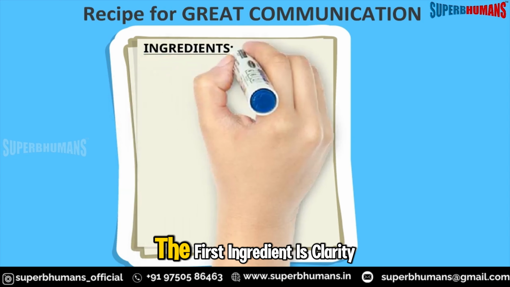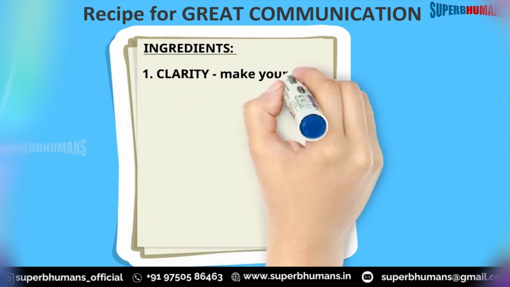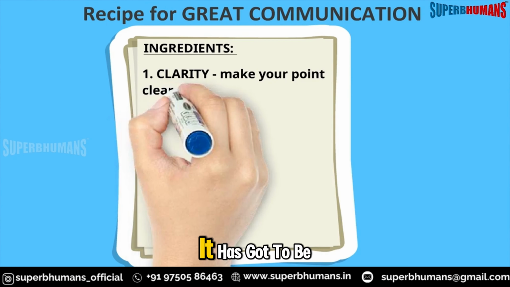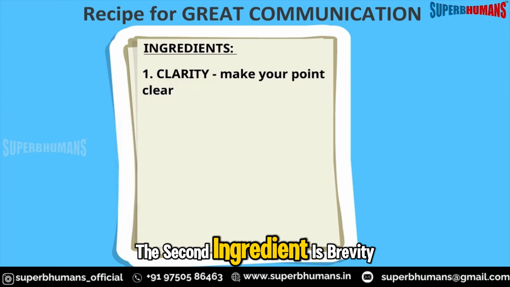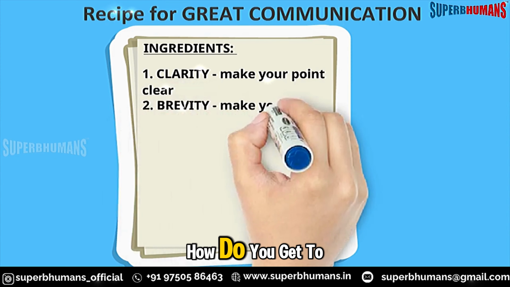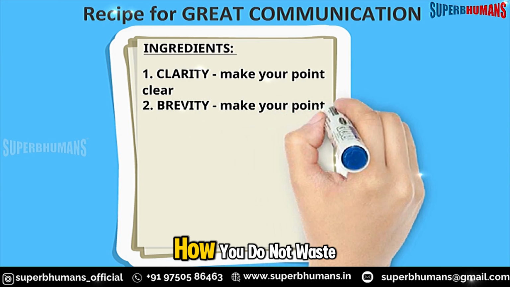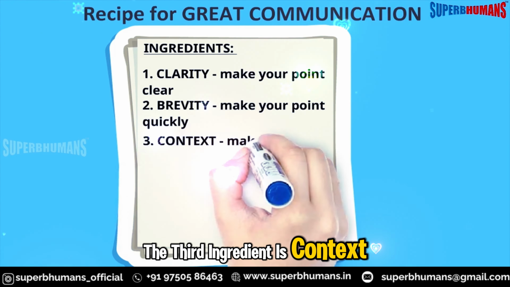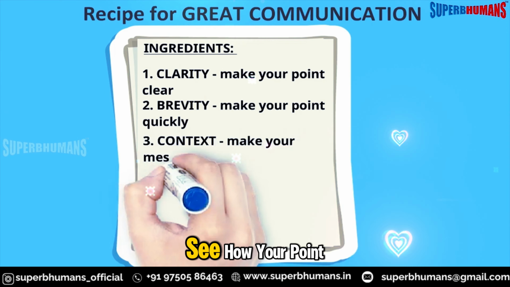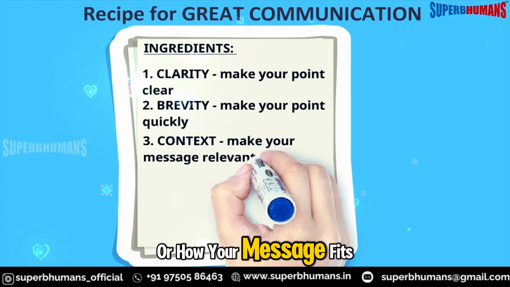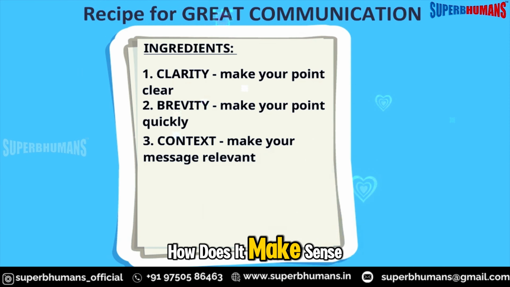All right, the first ingredient is clarity. How do you make your point clearly? It has got to be clear. The second ingredient is brevity. How do you get to the point quickly? How do you not waste people's time? The third ingredient is context. How do you help people see how your point or how your message fits in for them? How does it make sense for them?